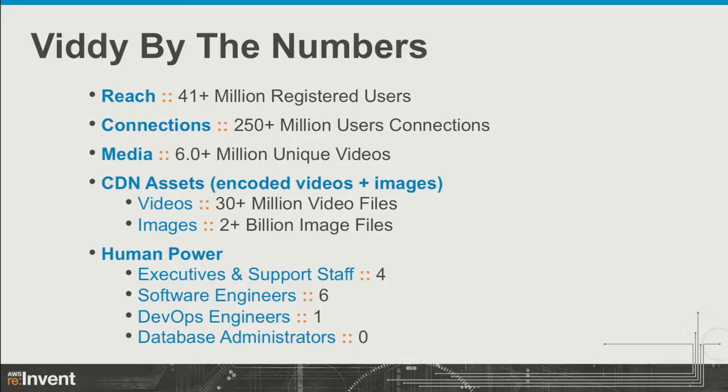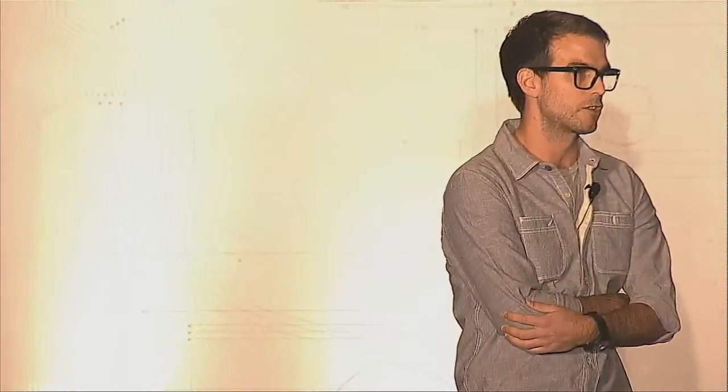And then to give you an idea about how Amazon helps us scale, the human power of Viddy. We have 4 executives and support staff, people that manage the community, finance, executives, et cetera. We have 6 software developers, and then there's me, the only technical operations guy at Viddy. Most impressive is that we have 0 DBAs managing all of our shards and all of our databases. So we all are acting as part-time DBAs.